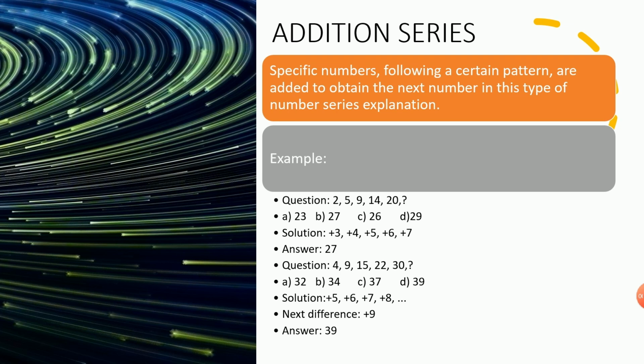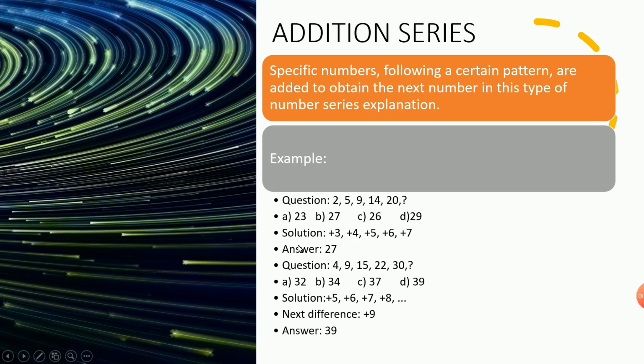Addition series, the pattern will follow based on the addition process. Specific numbers are added to obtain the next number in this type of number series. Here I have given 2 examples. The first one in the question is 2, 5, 9, 14, 20.